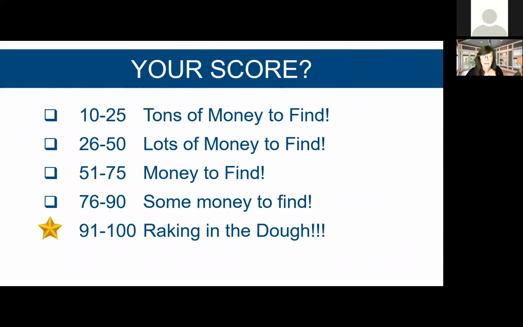51 to 75, the average firm falls into this category. When I do this exercise with most companies, this is where most companies fall. I would call this mediocre or average. It's not horrible, but it's not great.